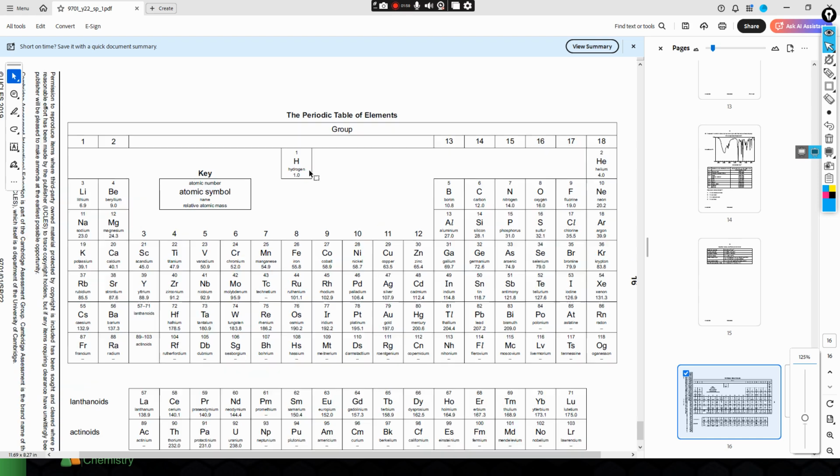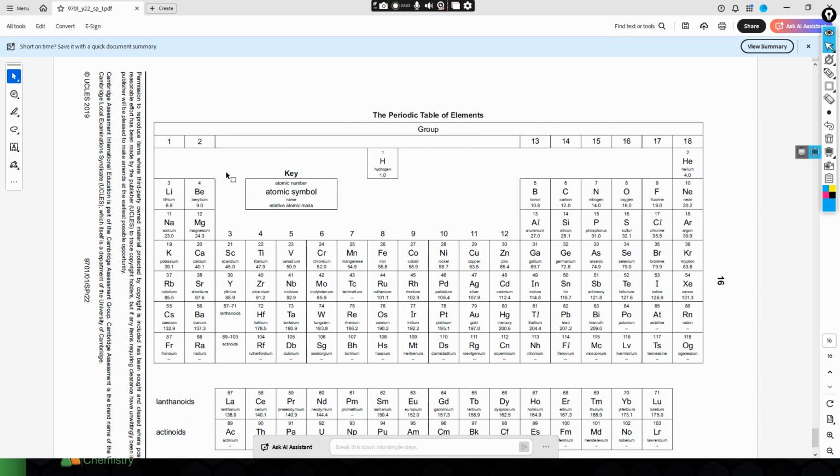Now, like it says on the key, let me make this a little bigger. Like it says here on the key, the atomic number goes right above the symbol for the element on this particular periodic table. So, for example, oxygen has the atomic number 8. Let me actually use my highlighter here. Oxygen has the atomic number 8. Fluorine has atomic number 9. Astatine has atomic number 33. And let's do one more. Silver has the atomic number 47.